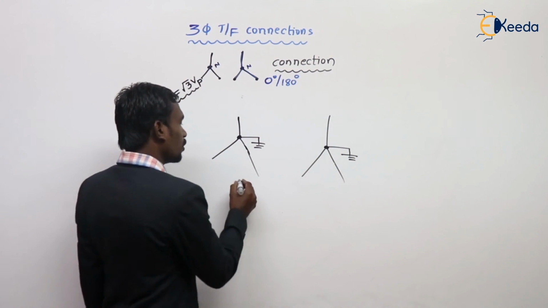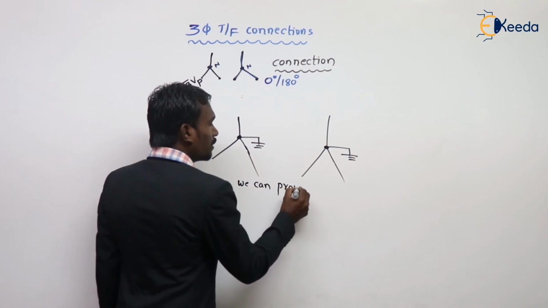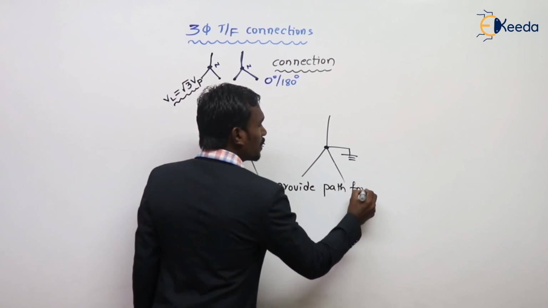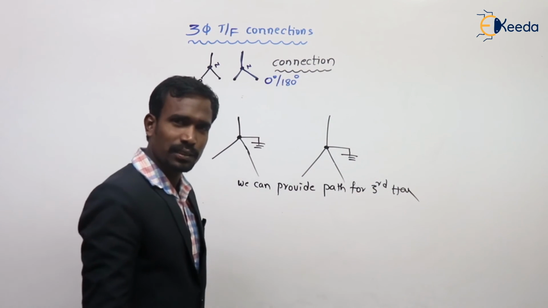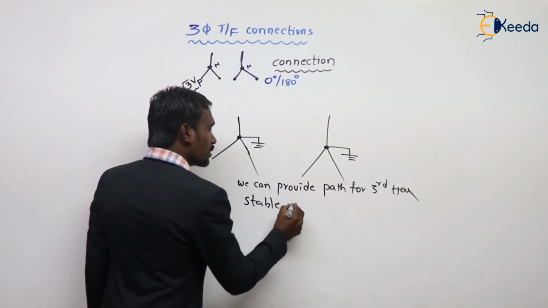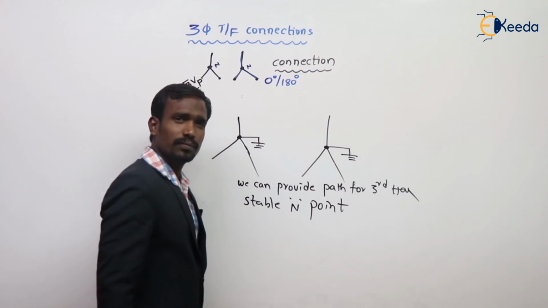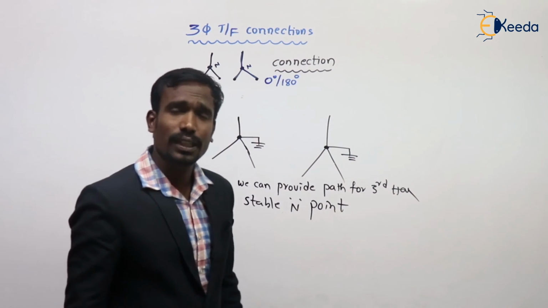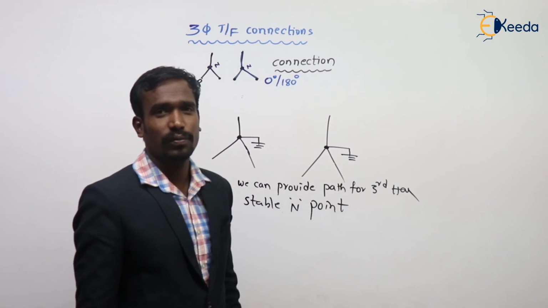In this case also, we can provide a path for third harmonics. And here there is a stable neutral point. These advantages are there for neutral grounding star-star. This is also one of the modifications.